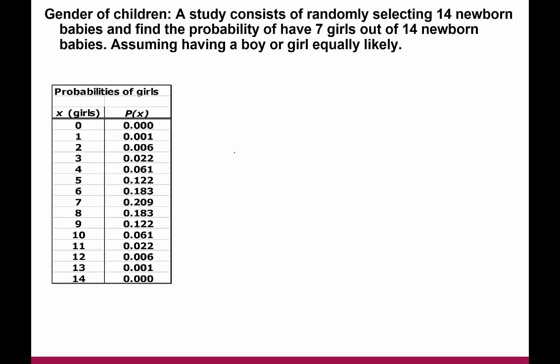Let's take a look at another example, gender of children. The study consists of randomly selecting 14 newborn babies, finding the probability of having 7 girls out of 14 newborn babies, assuming having a boy or a girl is equally likely. So here n equals 14, x equals 7. We want 7 successes. They are equally likely, meaning the probability of success p is 0.5. Probability of failure, getting a boy, is 0.5. So we know all of this.